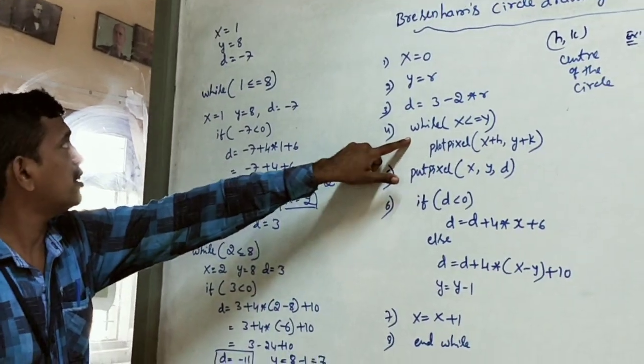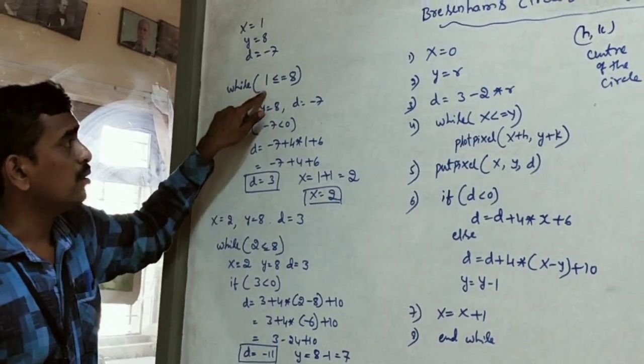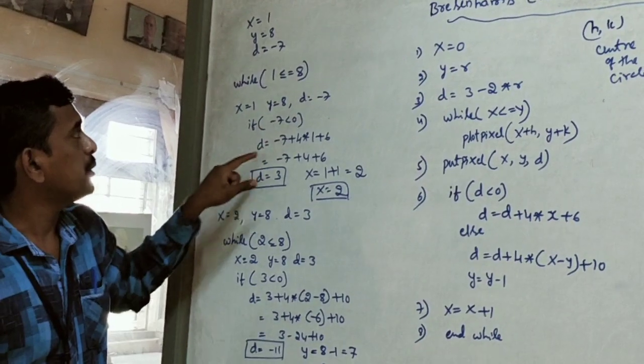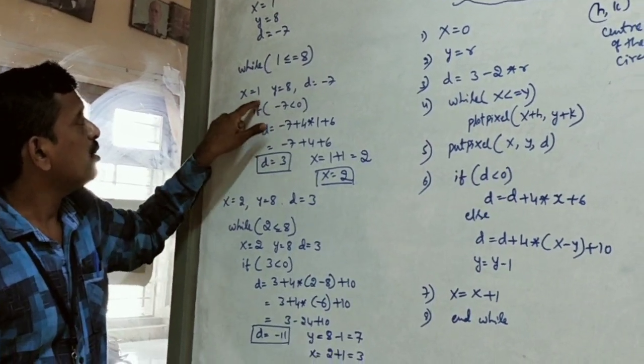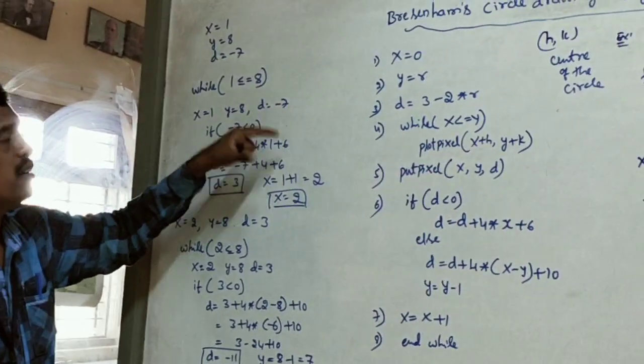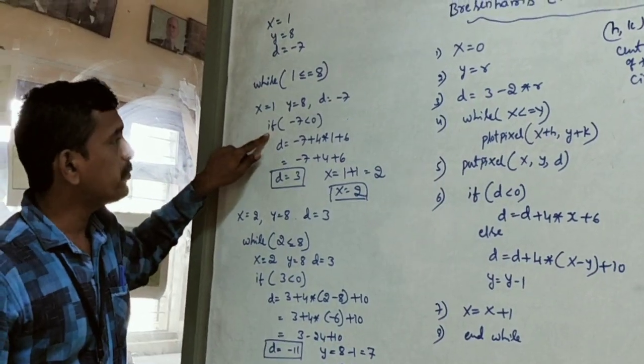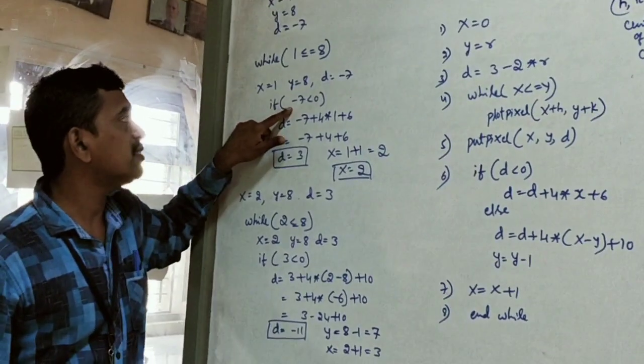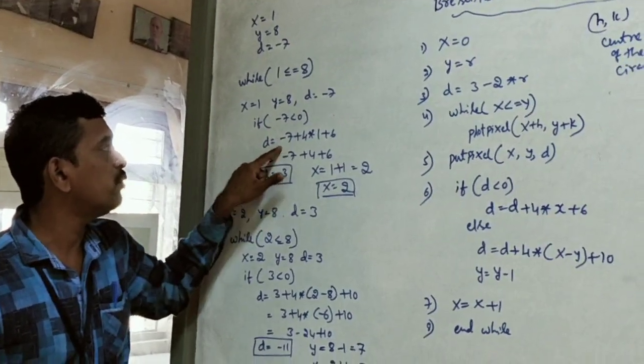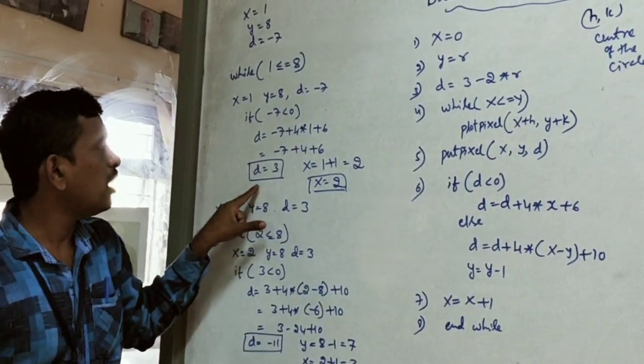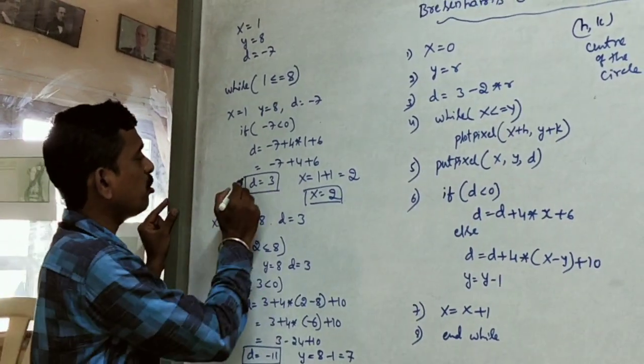Again check the condition: 1 is less than or equal to 8. Here x equals 1, y equals 8, d equals minus 7. Apply the formula: if the condition minus 7 is less than 0, then according to that formula we obtain the values, d equals minus 3.